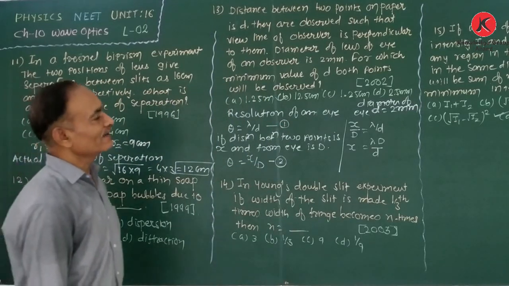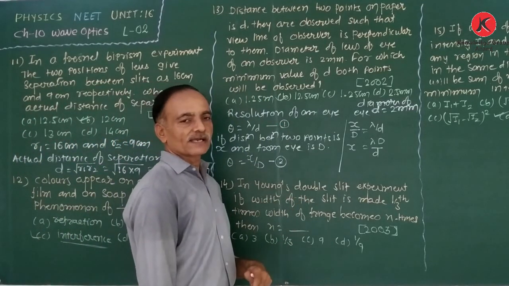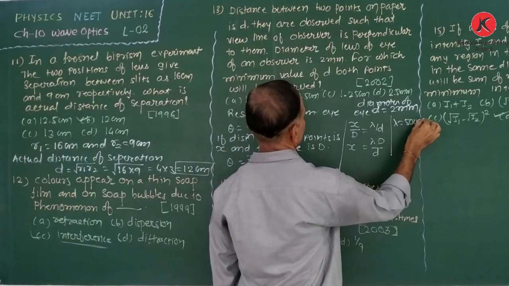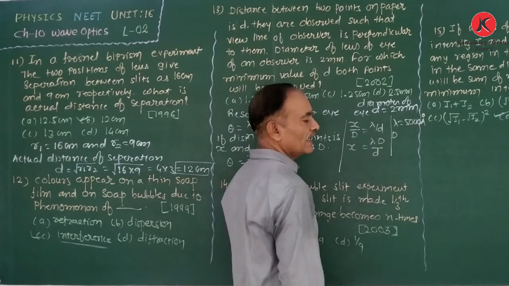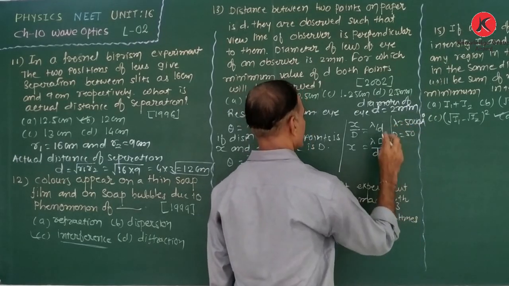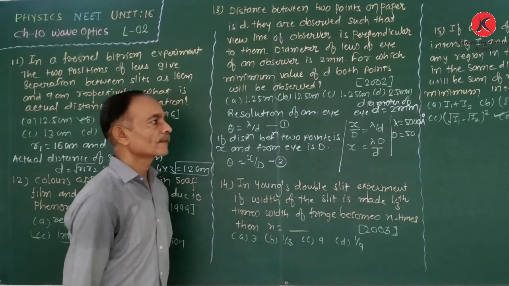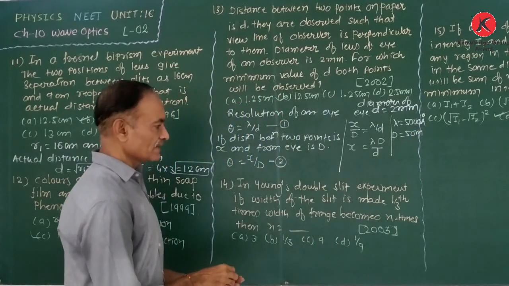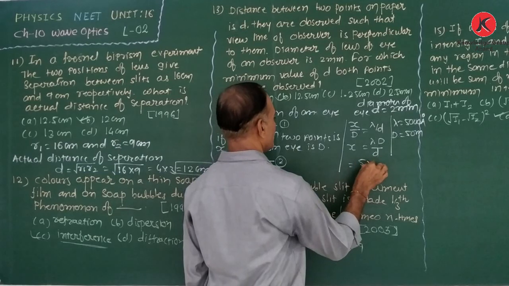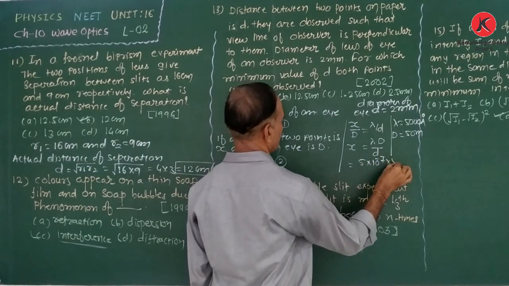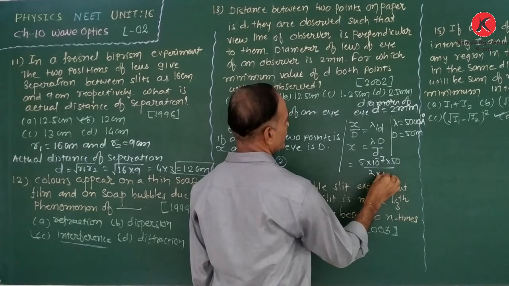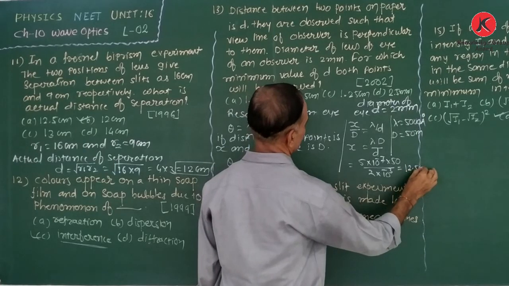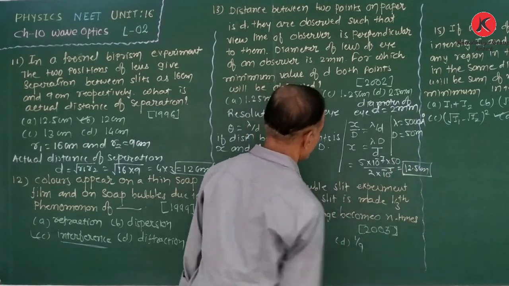Here the wavelength is not given. Now listen, capital D is not given. Consider lambda is equal to 5000 angstrom and capital D is equal to 50 meter. In that case, we substitute the values: 5 into 10 to the power minus 7 into 50 upon 2 into 10 to the power minus 3. We get the answer as 12.5 centimeter.